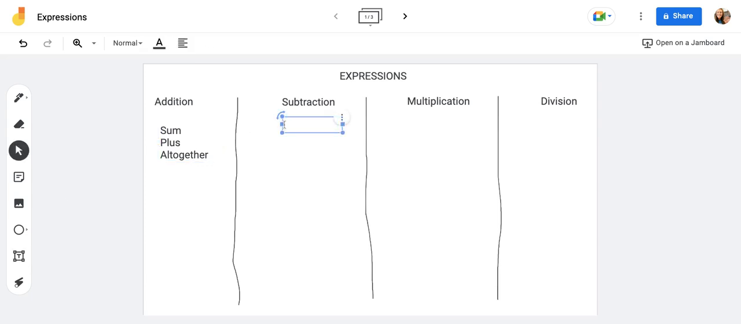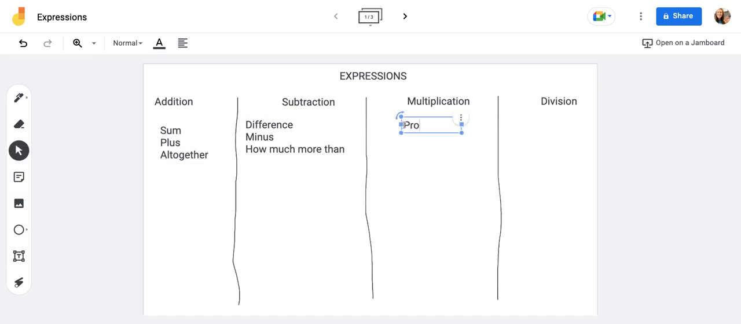For subtraction, we think about difference, minus, and how much more than. That's usually another one that can be a little tricky because if I'm asking for how much more, it's going to mean that I have to subtract the two values to figure out who has how much more, or how much more they actually have.